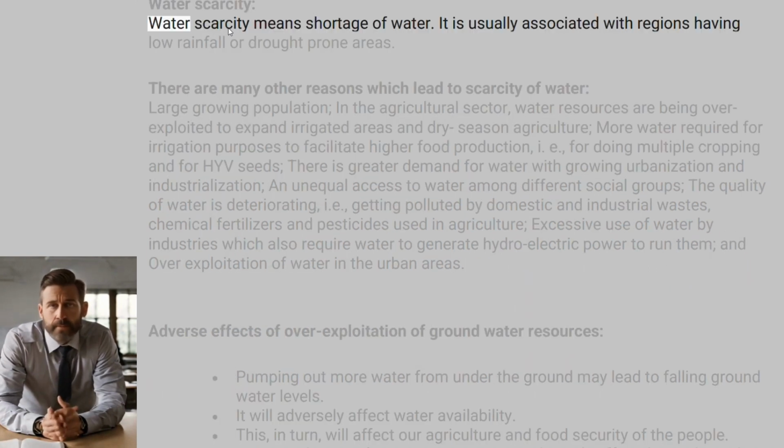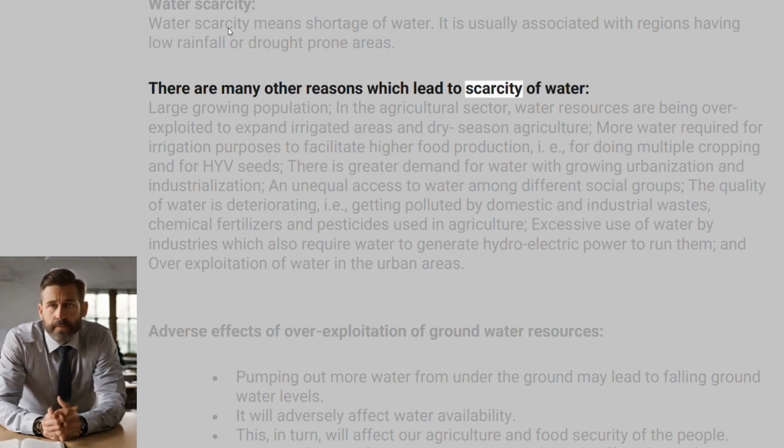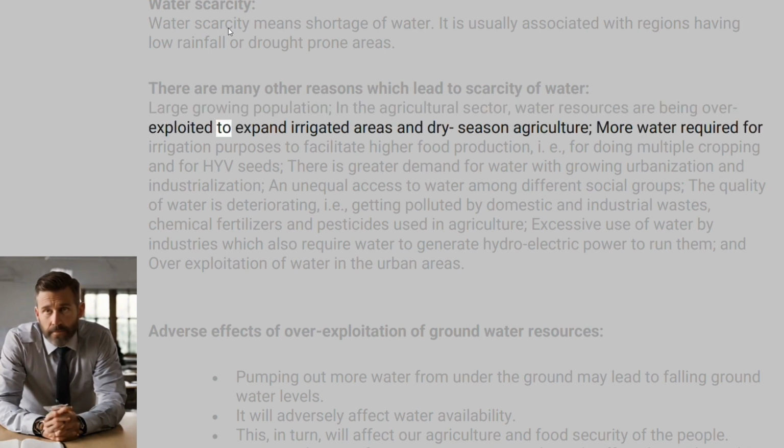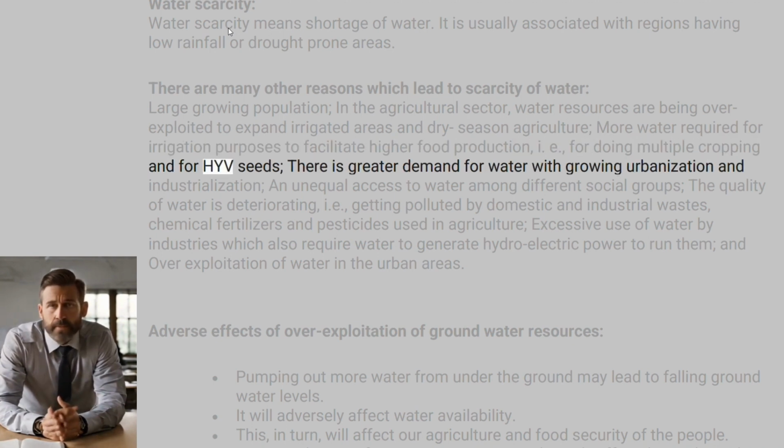Water scarcity. Water scarcity means shortage of water. It is usually associated with regions having low rainfall or drought-prone areas. There are many other reasons which lead to scarcity of water. Large growing population. In the agricultural sector, water resources are being overexploited to expand irrigated areas and dry season agriculture. More water is required for irrigation purposes to facilitate higher food production, i.e., for doing multiple cropping and for HYV seeds.